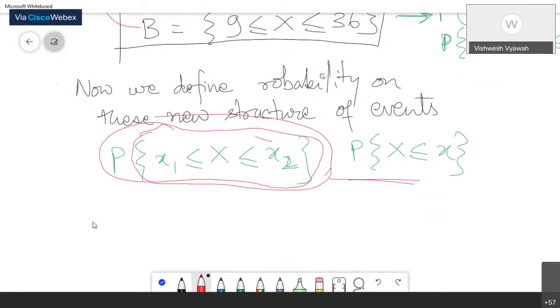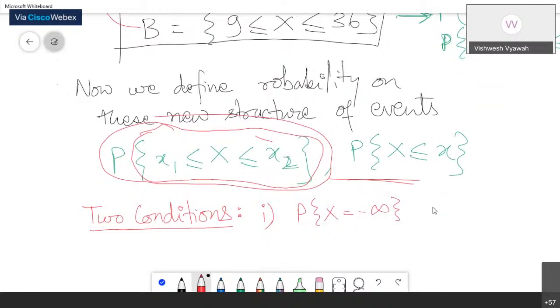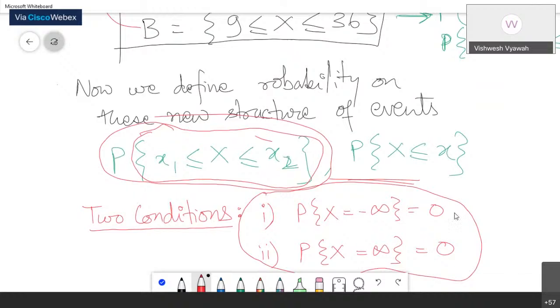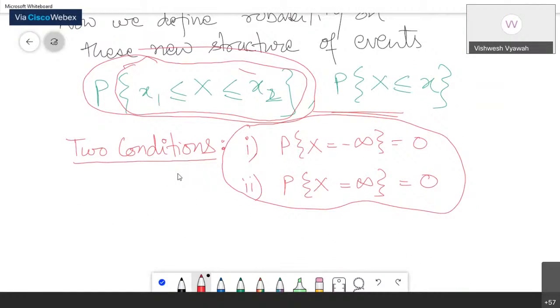Now we will talk about two conditions. First condition on the random variable function: if you want a mapping or a function to be eligible as a random variable, it says that probability of x equal to minus infinity is equal to 0, and second condition, probability of x equal to infinity is equal to 0. These are the two important conditions which the function has to satisfy. We will not go into the meaning of this right now. I will tell you when we talk about other advanced concepts. Let's not worry about these conditions. Just remember them.